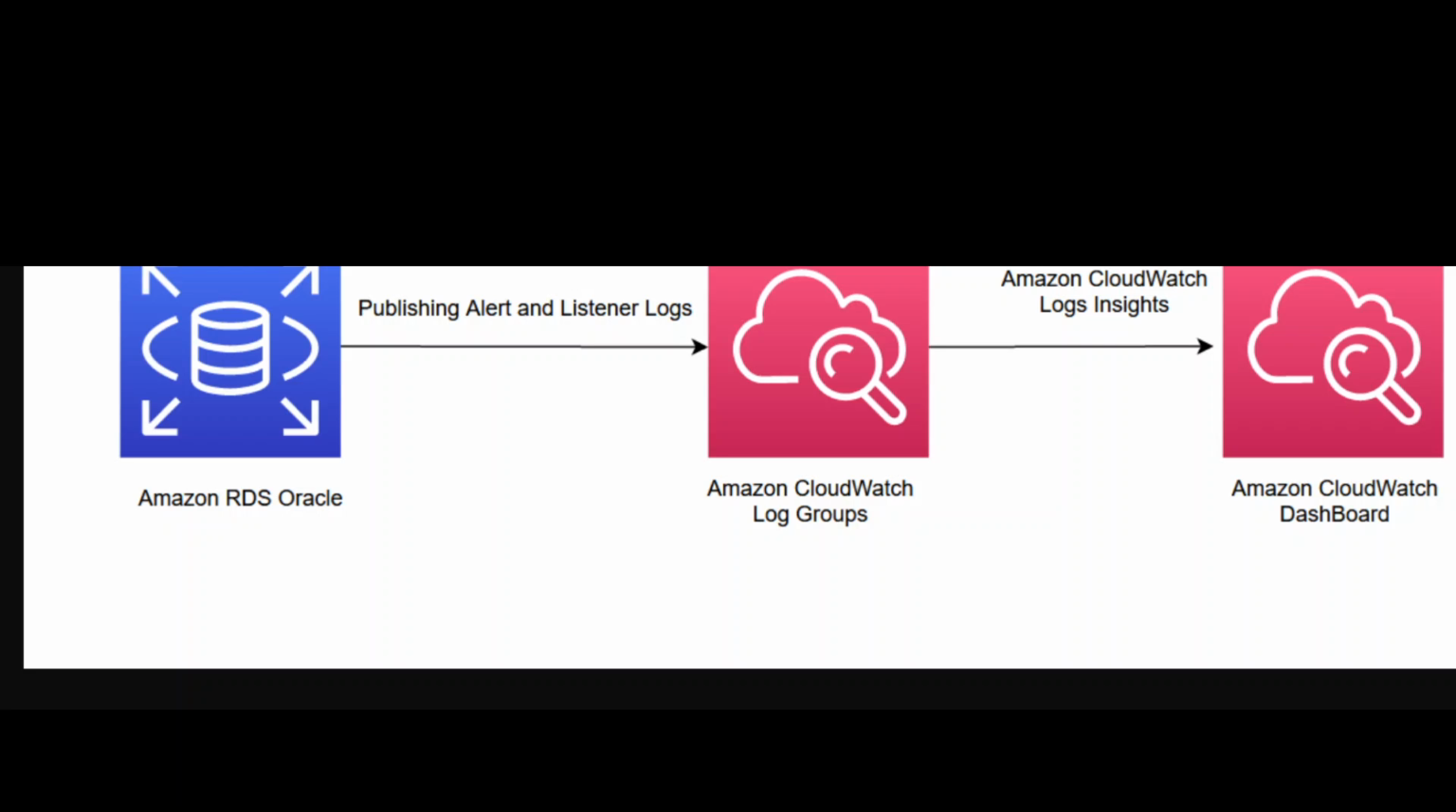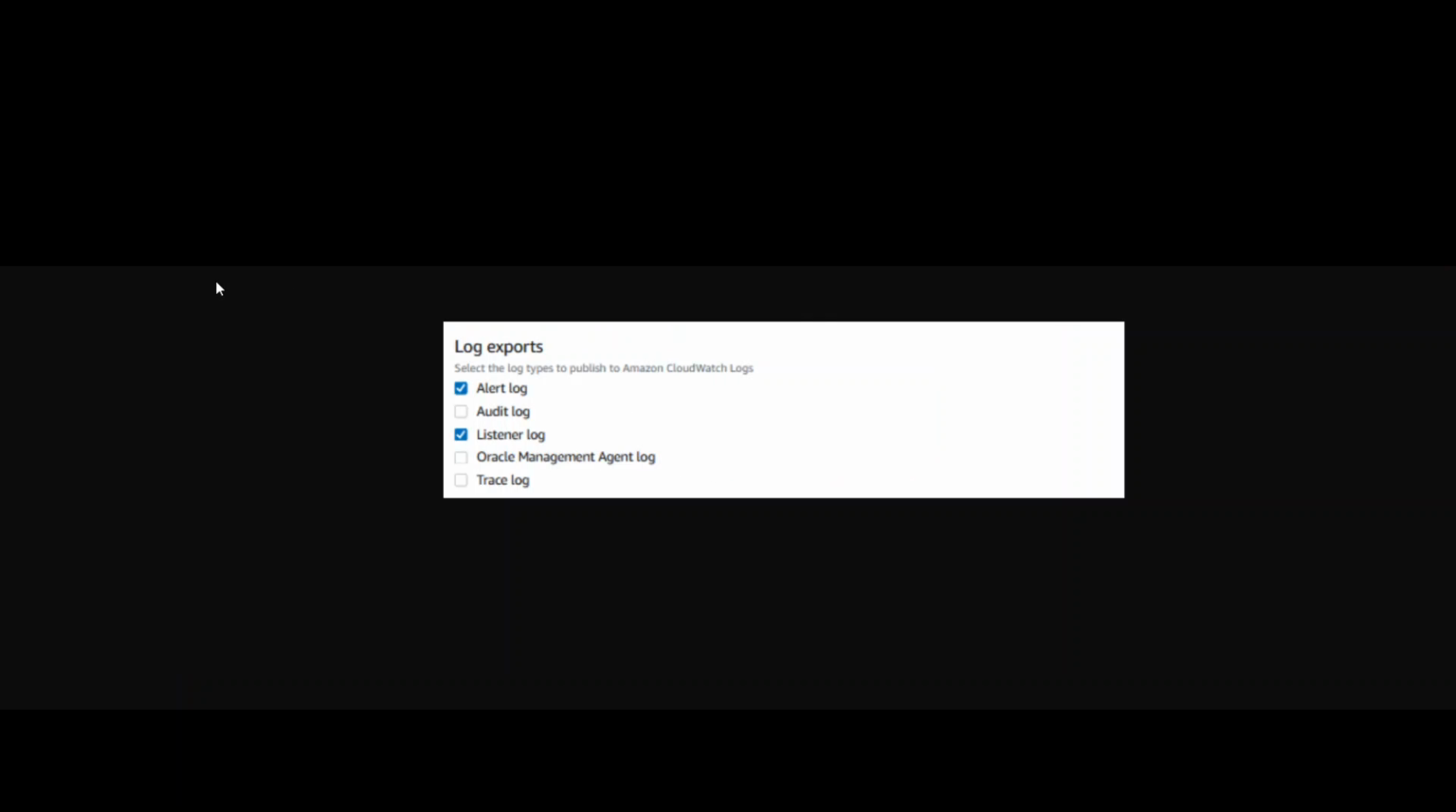To watch and search in the alert log and the listener log becomes a bit hard in RDS. So the idea is to grab those two logs and then send them to CloudWatch so that you can run your CloudWatch Insights queries in a familiar way. To do that, first you need to make sure that your database is sending both the alert log and the listener log to CloudWatch.